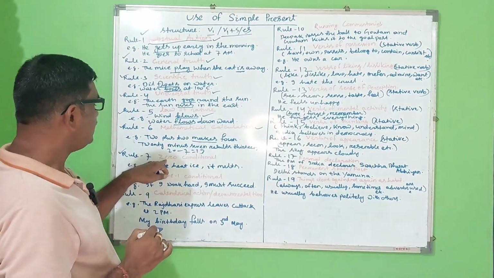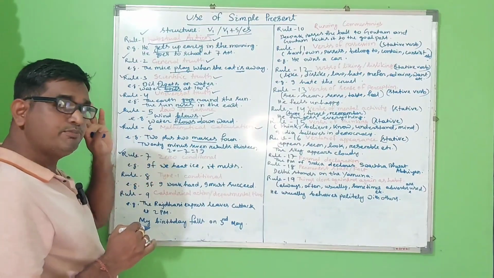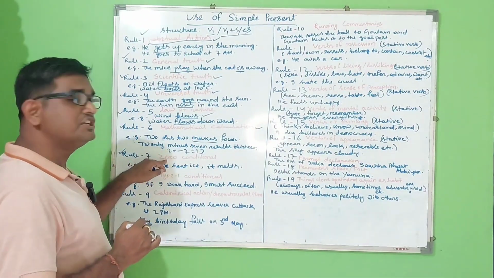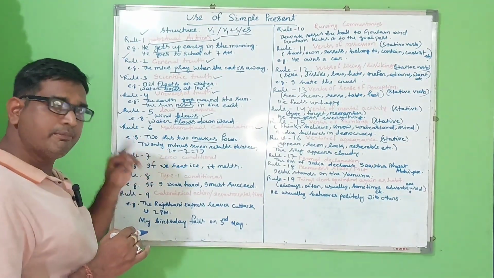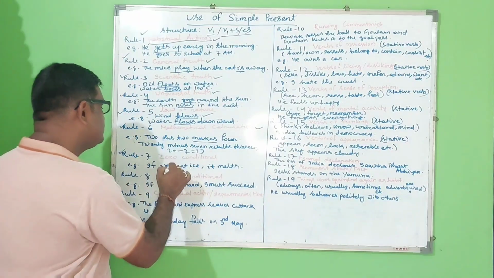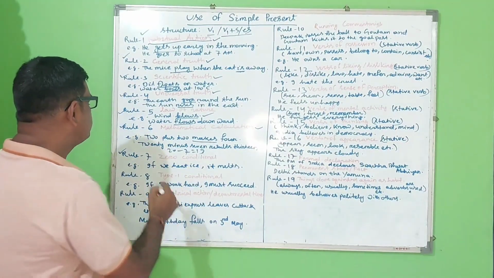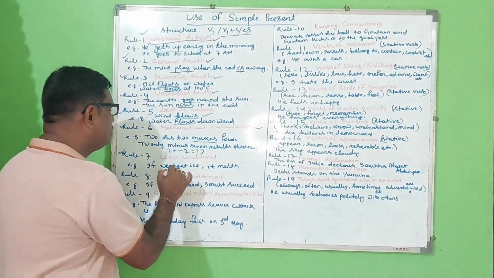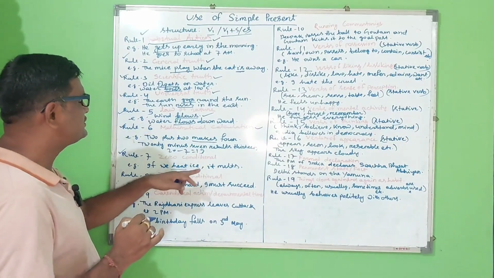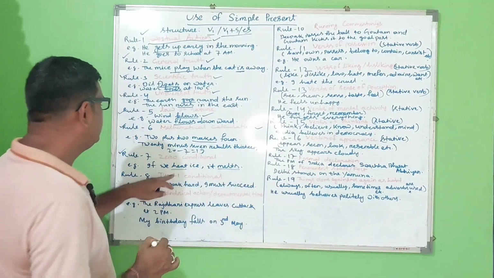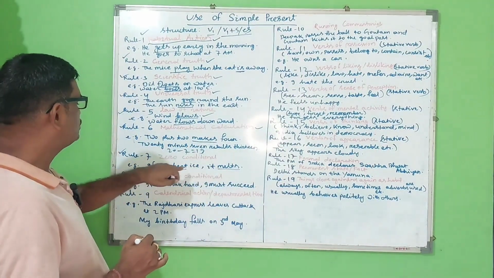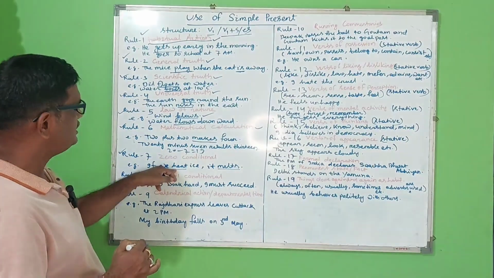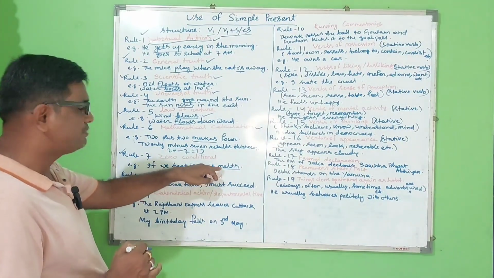Clear? Zero conditional. There are 4 conditionals. In zero conditional, both if clause and main clause take simple present tense. One example is here, if we heat ice, it melts. So here if clause is simple present tense, main clause is also simple present tense.